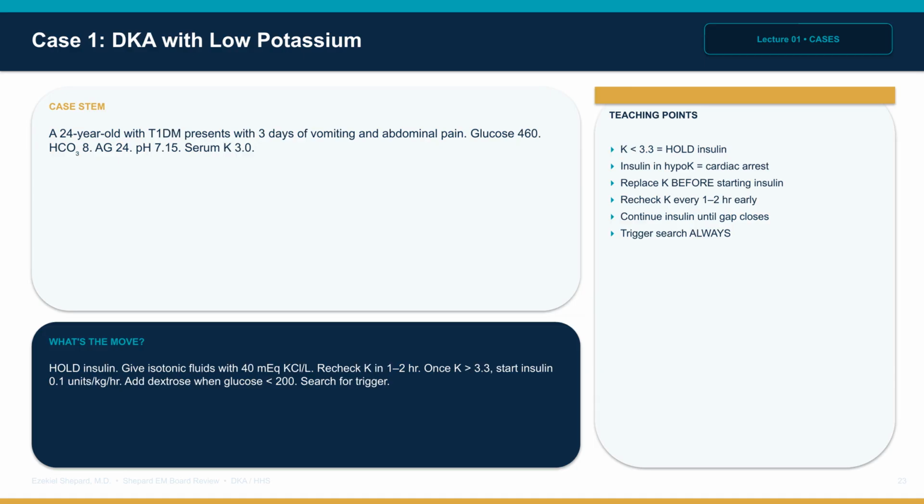Case number 1. A 24-year-old with type 1 diabetes presents with 3 days of vomiting and abdominal pain. Their glucose level is 460, bicarbonate is 8, anion gap is 24, the pH is 7.15, serum potassium is 3.0. So the correct next step should be what? Yes, it should be holding the insulin, giving isotonic fluids with 40 milliequivalents of potassium chloride per liter, and rechecking potassium in about 1 to 2 hours. Once potassium is above that 3.3 threshold, then you can begin insulin at 0.1 units per kilogram per hour. The board trap is starting insulin in a hypokalemic patient and causing a cardiac arrest.